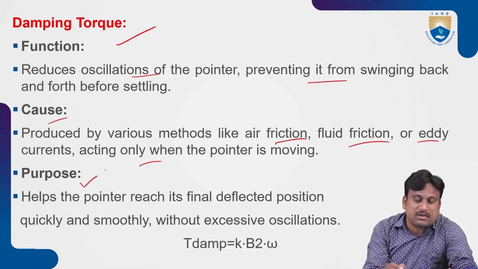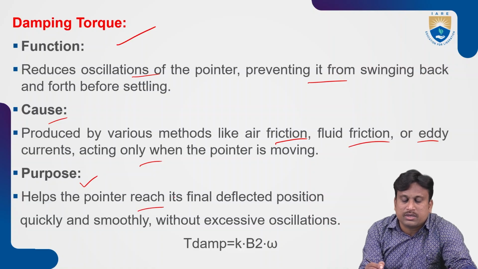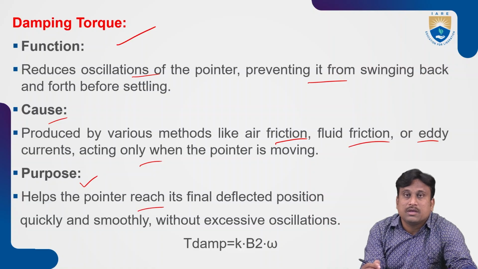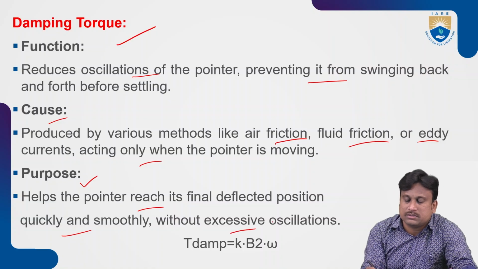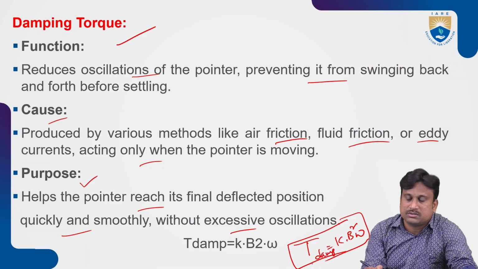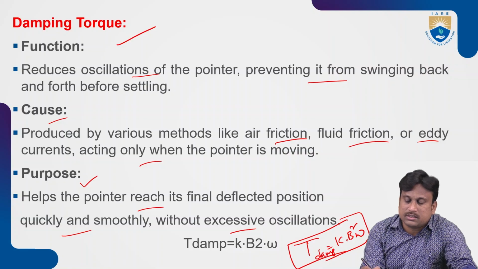So here the purpose served is to help the pointer reach its final deflected position. That should be done quickly and smoothly without excessive oscillations. That means T damp is equal to K into B square omega. This is the condition we will generate for a damping torque phenomenon, where K is the spring constant, B is the flux density, and omega is the number of oscillations that take place for the system.